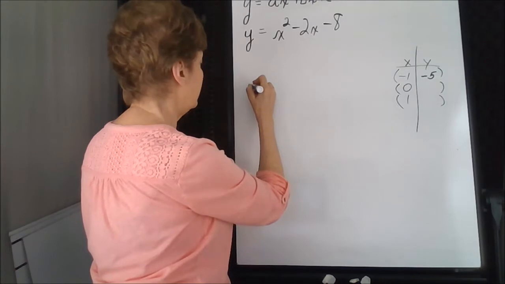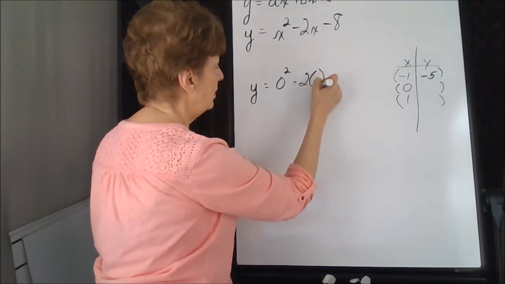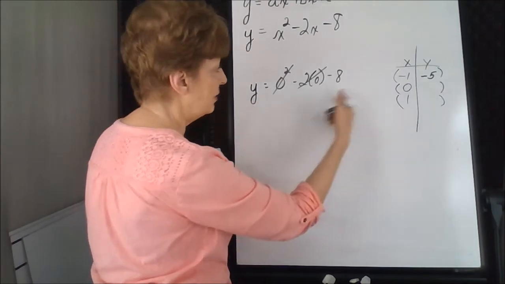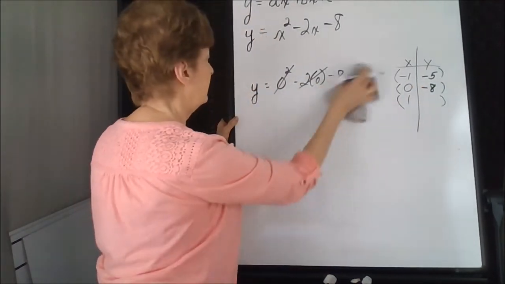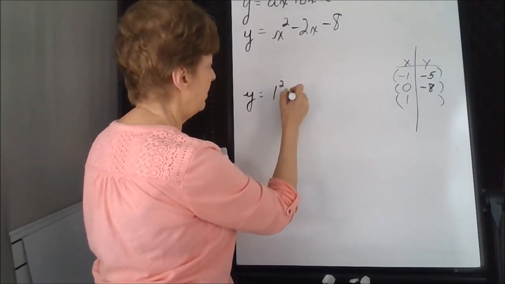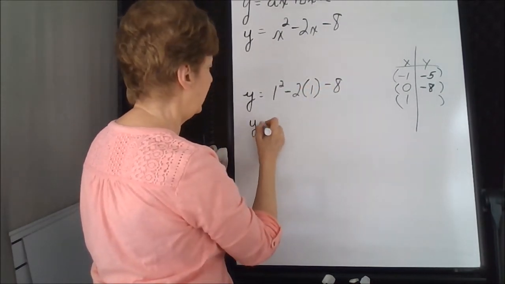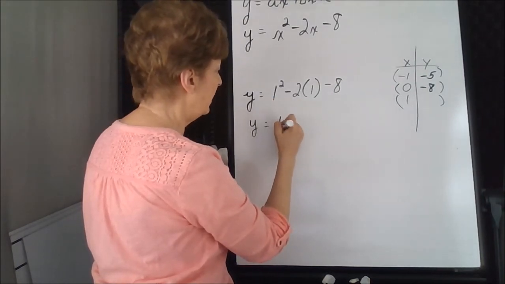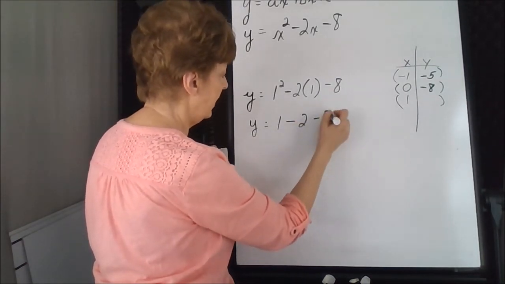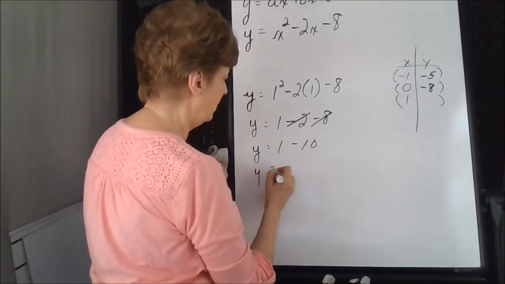Next, let's put in the 0. Y is equal to 0 squared minus 2 times 0 minus 8. Well, that cancels out. See how easy that math is? Y is equal to -8. Now 1: Y is equal to 1 squared minus 2 times 1 minus 8. Y equals 1 times 1 is 1, minus times the plus is a minus, 2, and -8. Y equals 1 minus 10. Y equals -9.